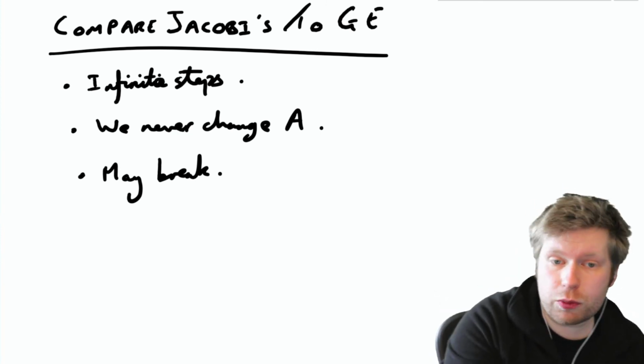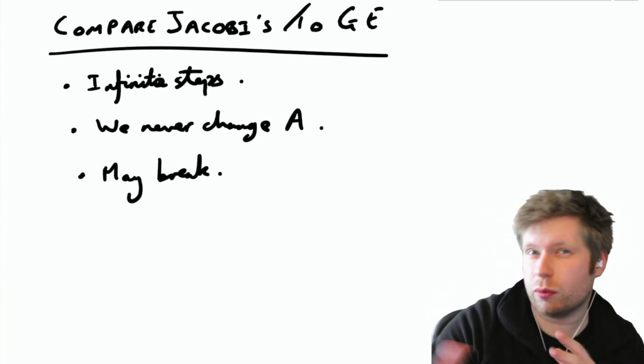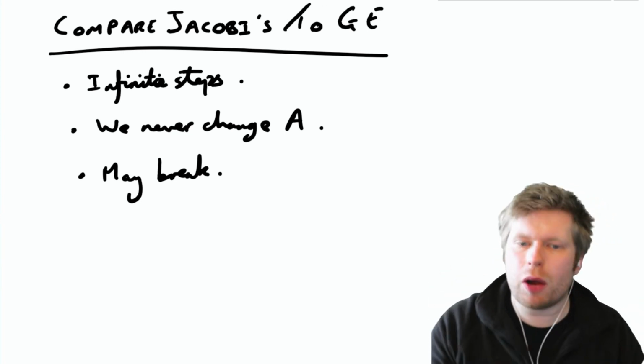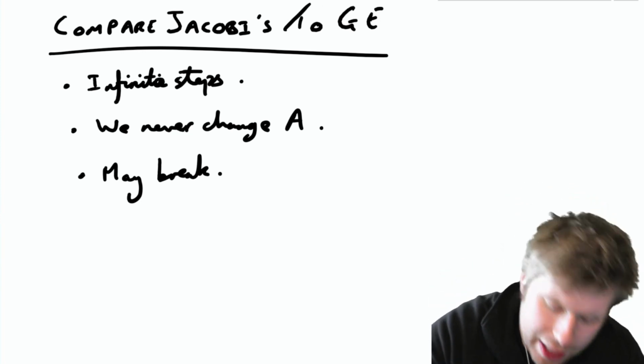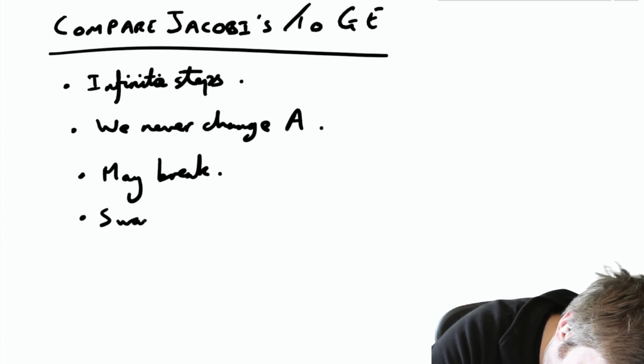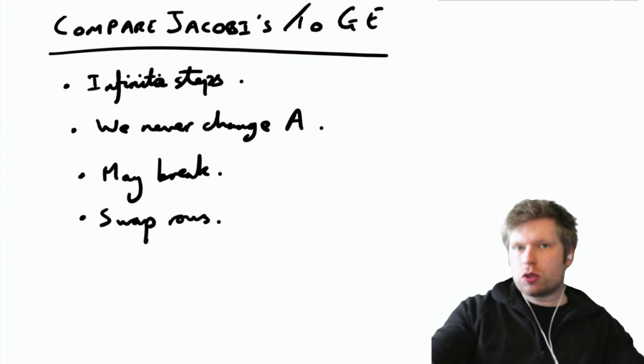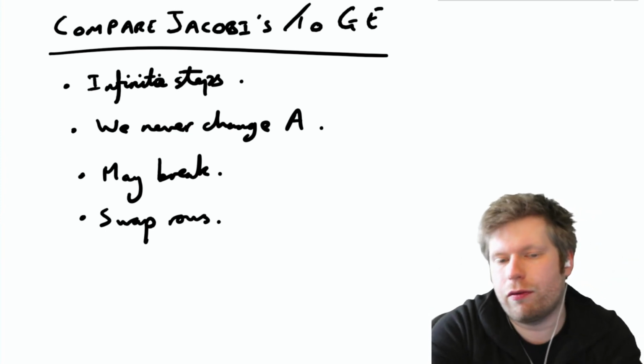But another point, which is actually just like Gaussian elimination, so I wouldn't call this an advantage or disadvantage, I would say it's kind of equal to Gaussian elimination, is that we are allowed to swap rows over. Just like with Gaussian elimination, we can swap rows without changing the values of our unknowns.